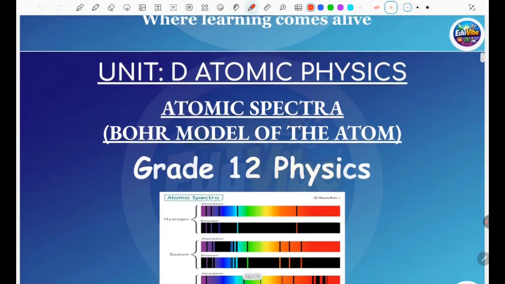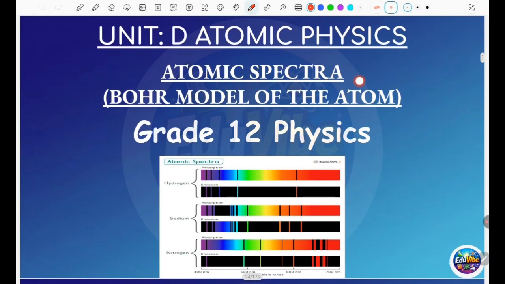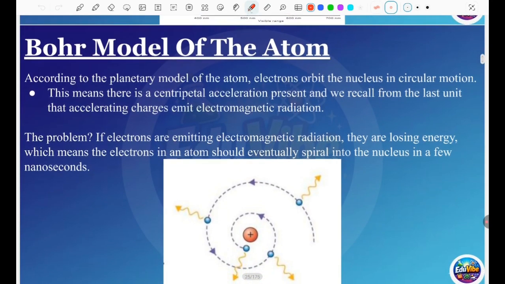In today's lesson, we're continuing atomic physics with the next topic, which is atomic spectra, and we are going to start with the Bohr model of the atom. This is the part where we focus more on the spectra. There are three spectra of atoms, and that spectra is given by the Bohr model. But in the next lesson, we will focus more on the Bohr model of the atom, what Bohr discovered and what his model is. In today's lesson, we focus on the atomic spectra.